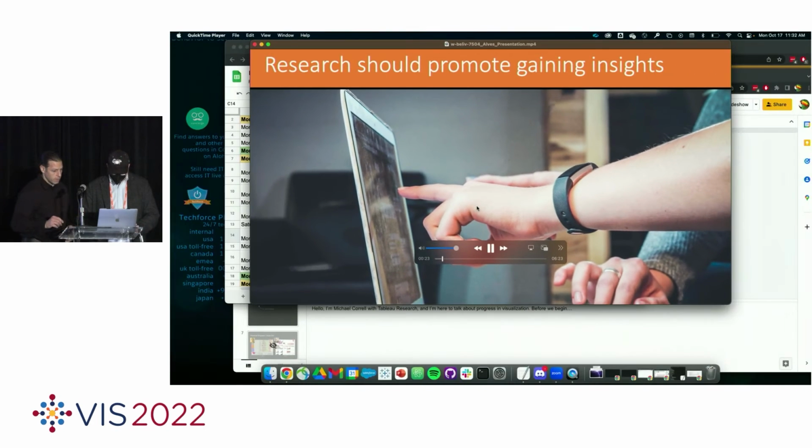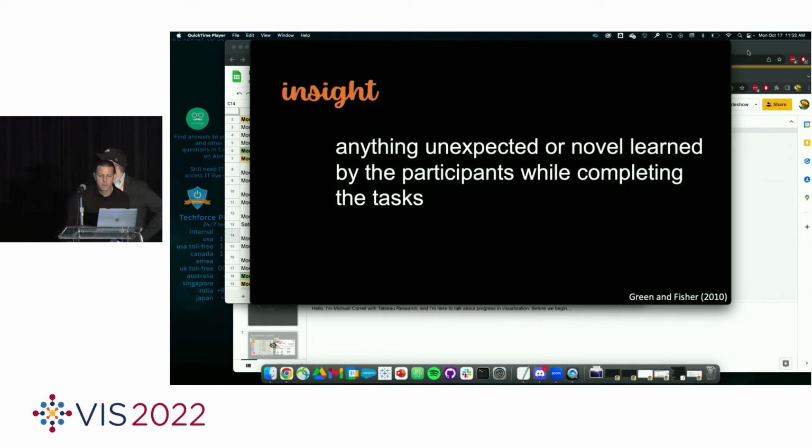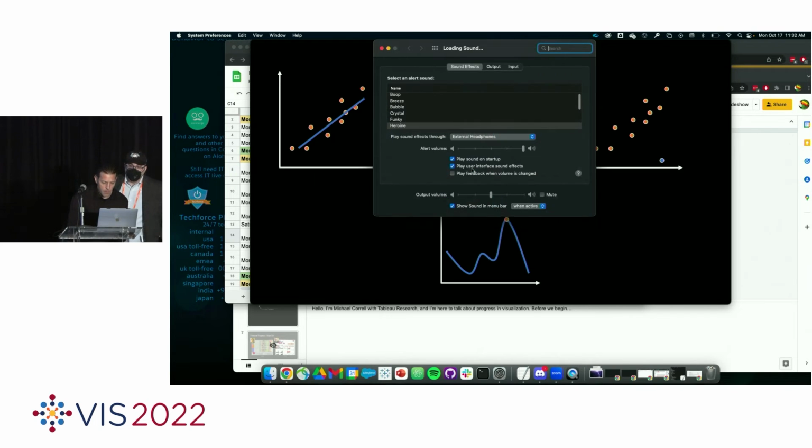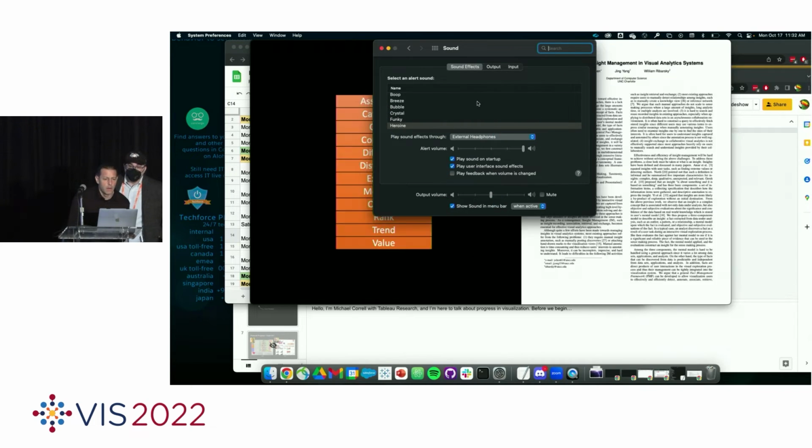Research should promote insight extraction to amplify our understanding of analytical reasoning. Green and Fisher define insight as anything unexpected or novel learned by the participants while completing the test. There are already specific types of insights such as correlation, fit, and outliers. Researchers try to establish a taxonomy.